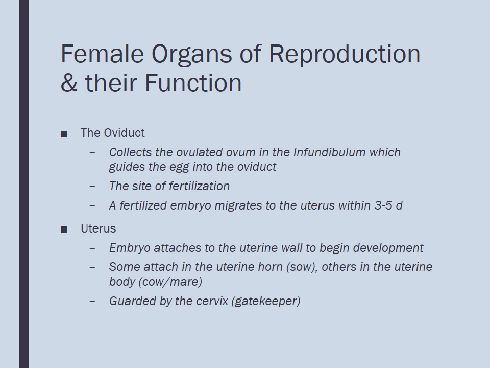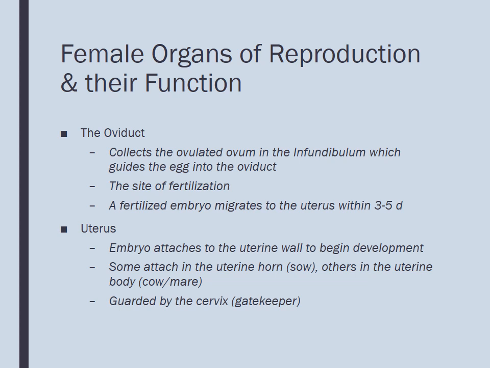Again, as we keep going down the reproductive tract and get to the uterus, that's generally the site of embryo attachment and development to full term of each of those animals. So some attach in the horn like the sow, and others attach in the body like the cow or the mare.